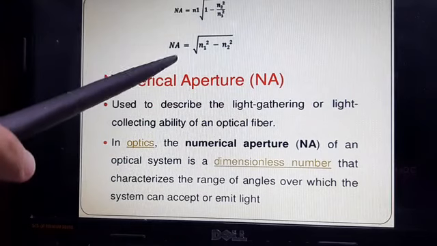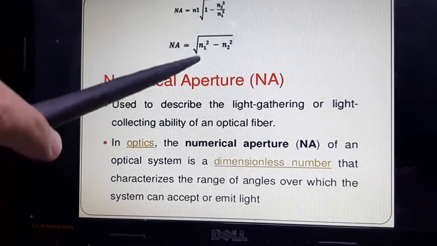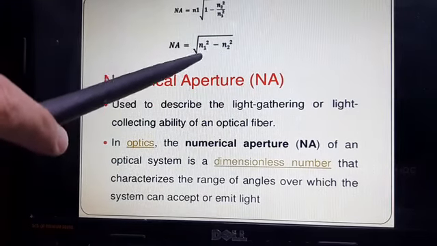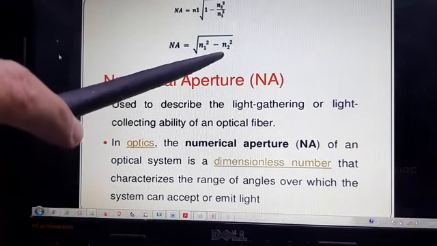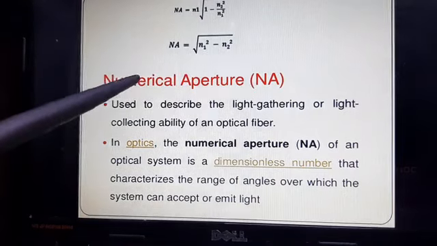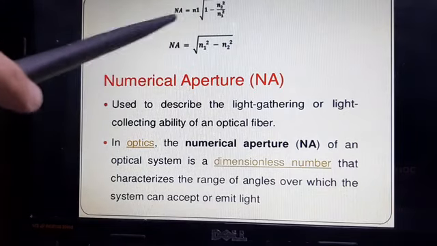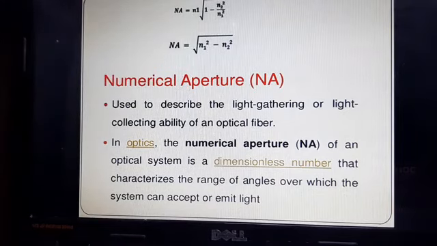So NA is the square root of n1 square minus n2 square, where n1 is the refractive index of the core and n2 means the refractive index of the cladding. So take the square root and we can find the value of numerical aperture. So what is the physical meaning of this numerical aperture?